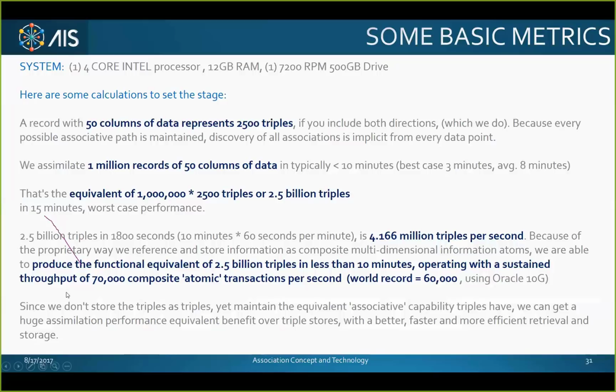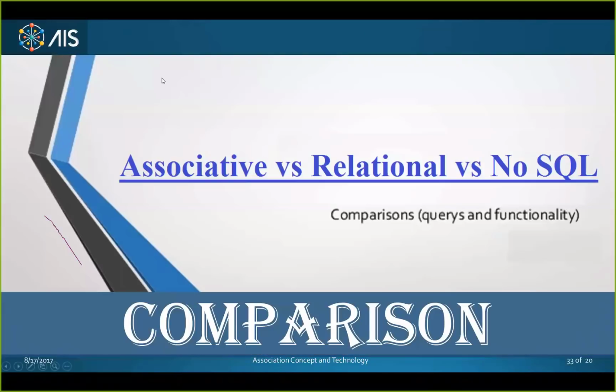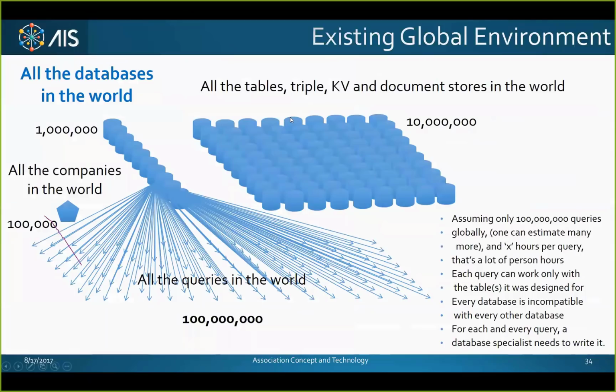Okay, very big difference. Now we're going to go over a very basic comparison of associative versus relational versus NoSQL. Let's assume we represent all the companies in the world. We get about 100,000 companies. Assuming that they have 10 databases each, which is a very small figure, you're talking about 1 million databases. And assuming each of those databases has only 10 tables in them, you're talking about 10 million tables.